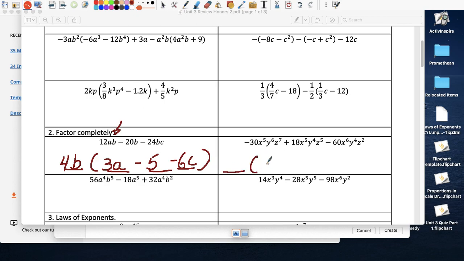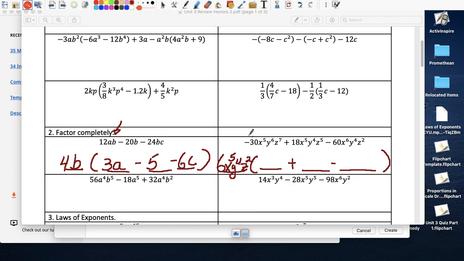Same thing here. We have 3 terms inside. 1, 2, 3. Greatest common factor between 30, 18, and 60 is 6. The x's, there's an x to the 5th power, x to the 5th power, and x to the 6th power. So they each have at least x to the 5th power. Y to the 6th, y to the 4th, y to the 4th. So the highest one is y to the 4th that they all share. And z to the 7th, z to the 5th here. So we're going to write z to the 2nd power.